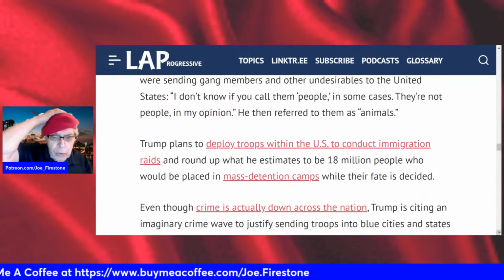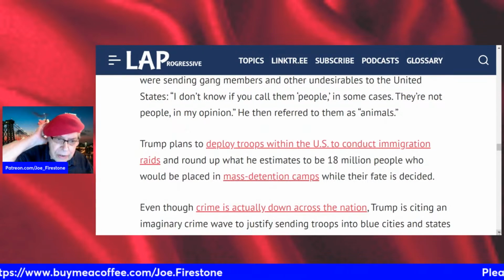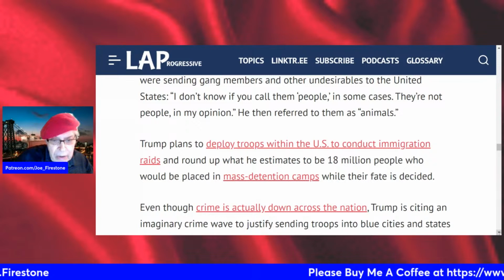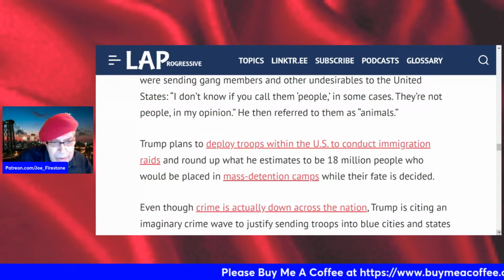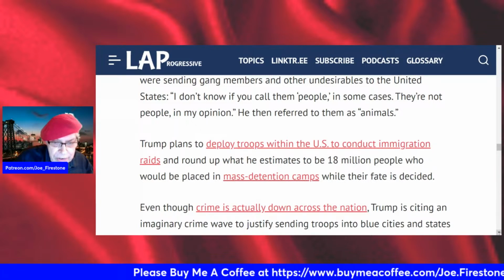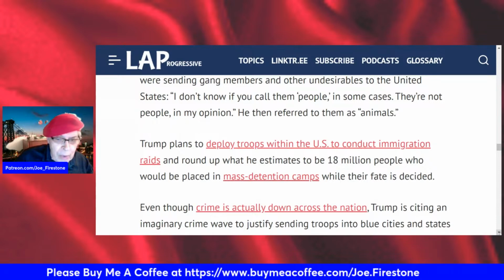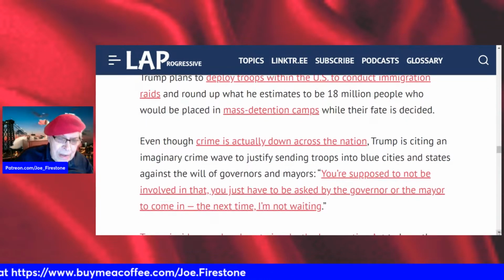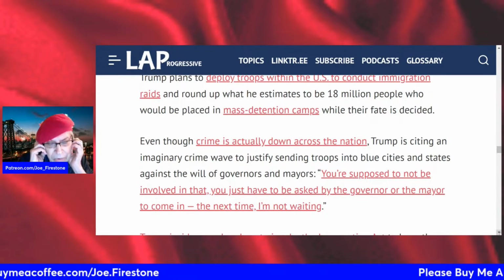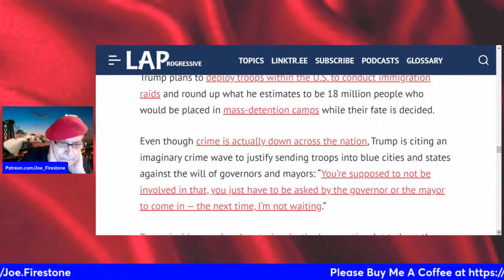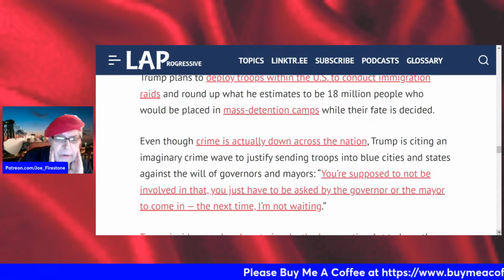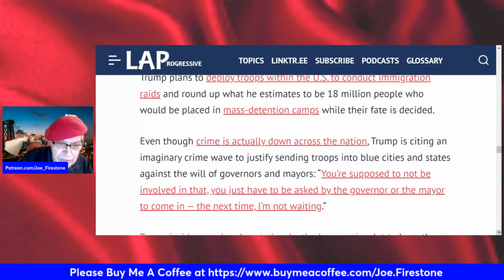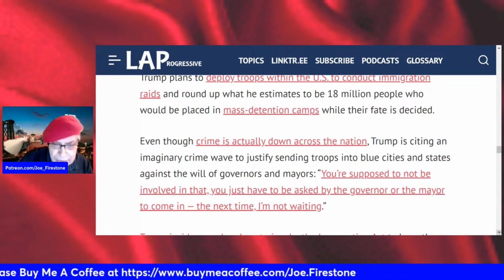Trump plans to deploy troops within the United States to conduct immigration raids and round up what he estimates to be 18 million people who would be placed in mass detention camps while their fate is decided. Even though crime is actually down across the nation, Trump is citing an imaginary crime wave to justify sending troops into blue cities and states against the will of governors and mayors.